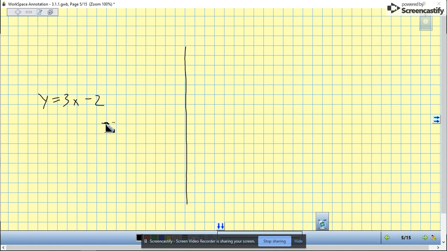And this one should definitely be in all 4 quadrants, okay? Because it is possible to have negatives. We're not dealing with some kind of word problem here that prevents that. All right, so at negative 2 we have our y-intercept, and our slope is 3 over 1, right? So up 3, 1, 2, 3 over 1.